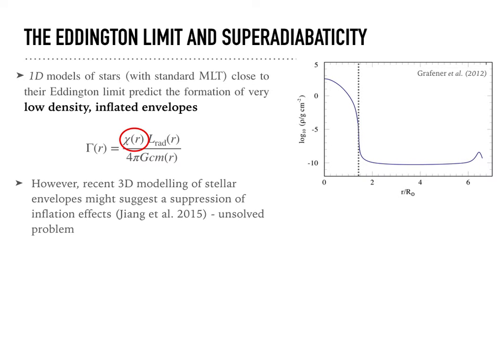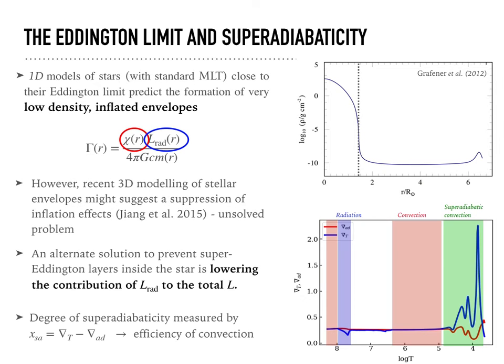However, 3D models of stellar envelopes suggest the suppression of inflation, and whether stars really inflate or not is still an unsolved problem. So we explore an alternative way of solving the problem of super-Eddington layers, and that is to have excess envelope mixing by lowering the contribution of the radiative luminosity to the total luminosity.